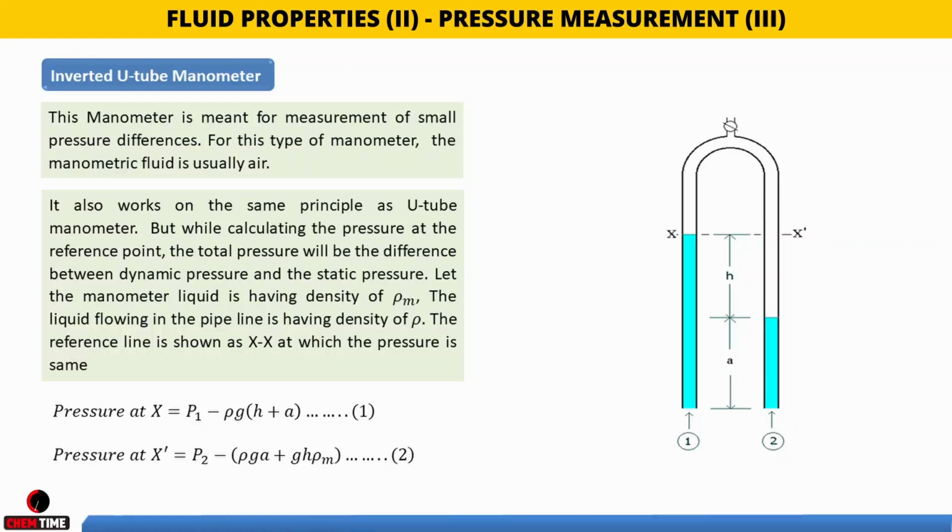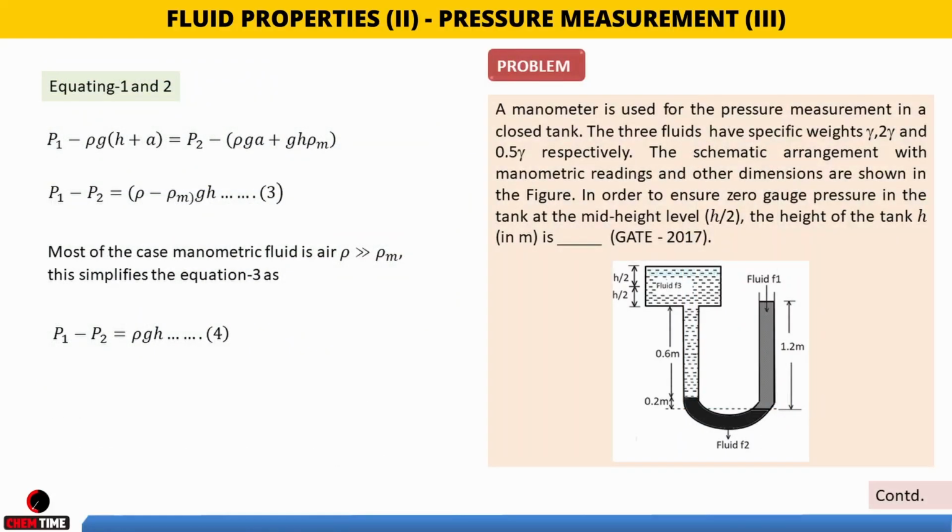Since the pressure at x is equal to the pressure at x dash, the equation simplifies to P1 minus P2 is equal to (rho minus rho m) into g h. In most of the cases, the density rho is much greater than rho m. So the equation simplifies to P1 minus P2 is equal to rho g h.